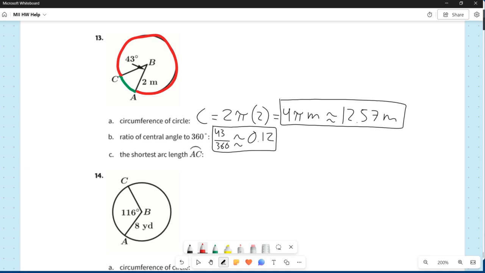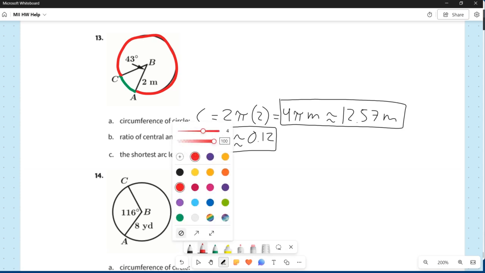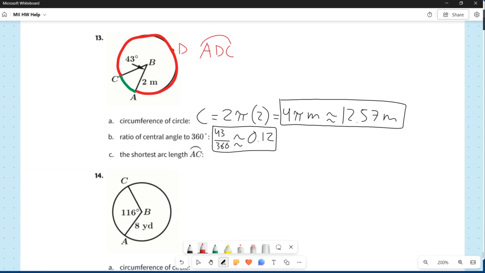Typically, if you wanted to refer to the major arc, you would need another point on the circle. Maybe we'll call that point D. Then the major arc would be something like ADC, because you start at A, you go through D, and then you end at C. But anyway, that's not what we want. We want the minor arc, which is just AC.